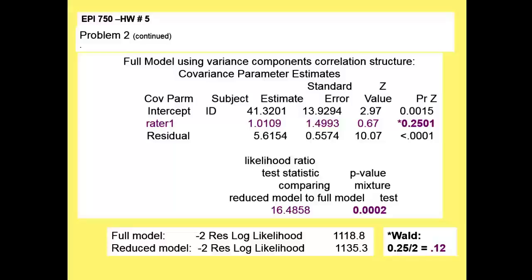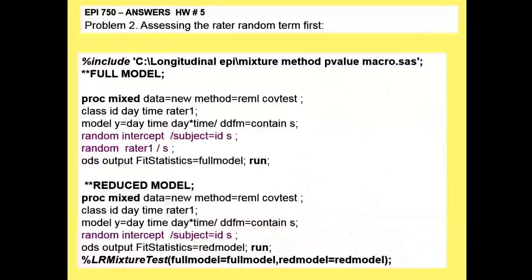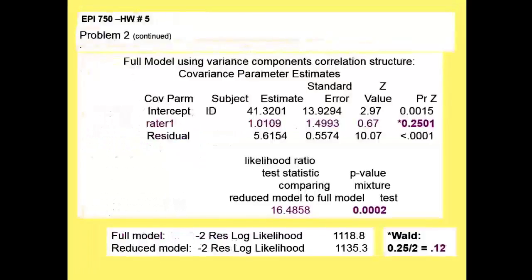Okay. Now what will happen if we use the mixture test? Well, it turns out that if we want to test what I'm actually doing here, where I'm testing for rater, because the reduced model doesn't have rater in it, and I put in this macro, what I get is the likelihood ratio statistic is 16.485, or 16.4858. That's the LR. That's going into that formula.